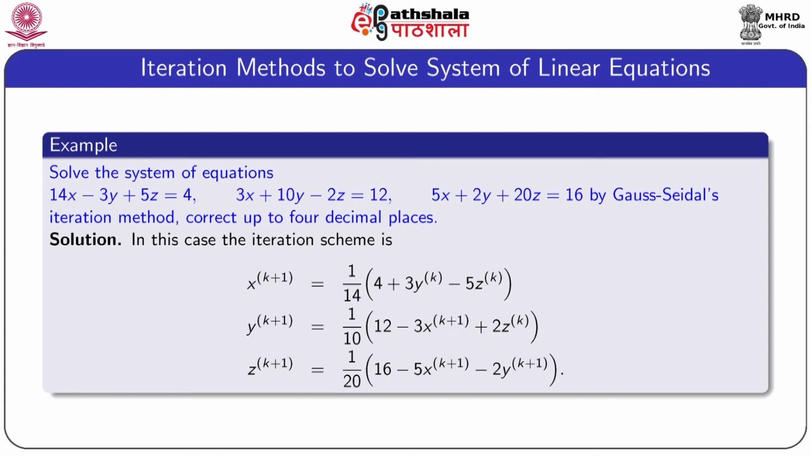This is evaluated from the first equation, and from the second equation we get the value of y at the (k+1)th iteration, which is equal to (1/10)(12 − 3x_(k+1) + 2z_k). And from the third equation we obtain the (k+1)th iterated value of z, which is equal to (1/20)(16 − 5x_(k+1) − 2y_(k+1)). Note that in the third equation the (k+1)th iterated values of x and y are used because these two values are already available from the first two equations.